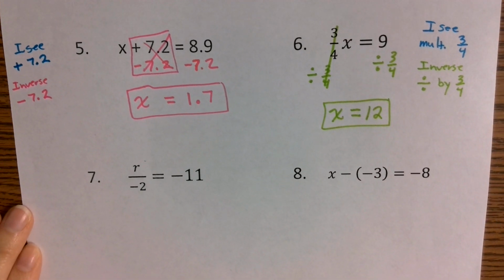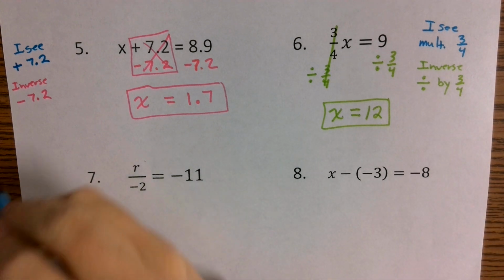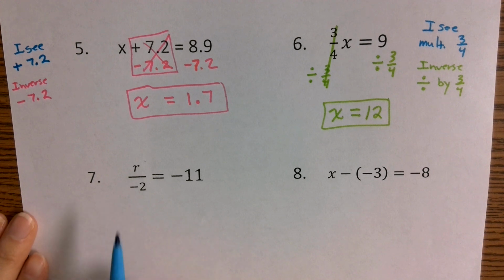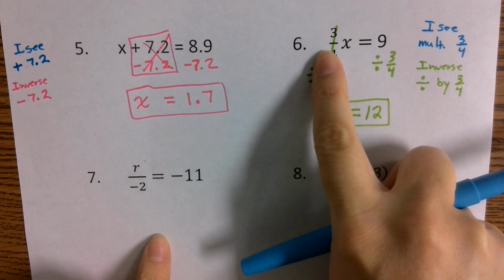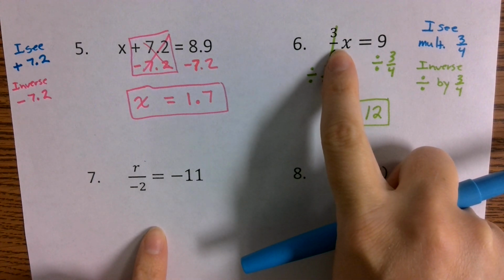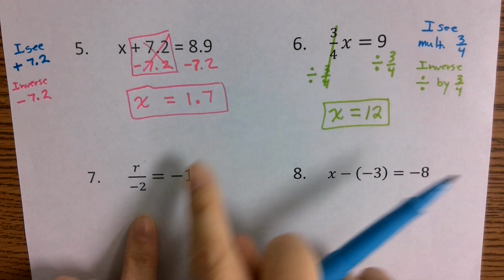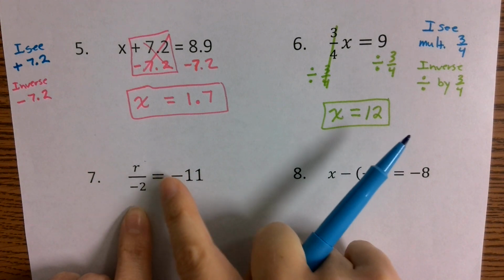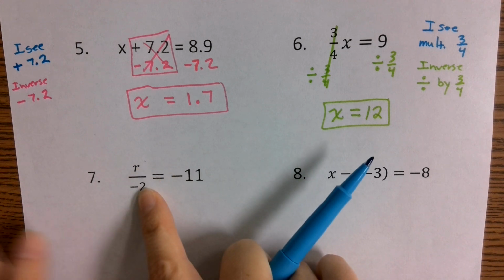Okay, let's take a look at problem number 7. What operation do you see? Division. That's a fraction bar where r is on top. Notice the difference. The reason the last one was multiplication is because the variable is not on top. The variable is side by side. That's why it's multiplication. But in problem 7, the variable is inside of the fraction. So when the variable is on the top, when it's the numerator, that makes it a division problem.